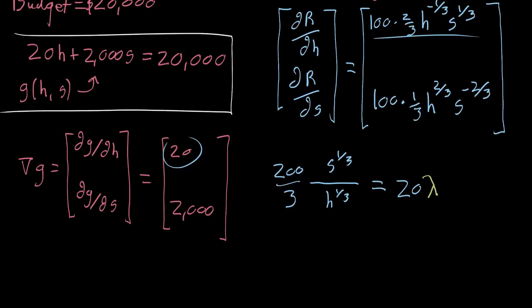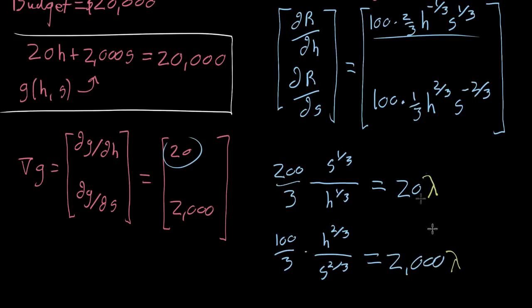And then the second one, I'll go ahead and do some simplifying while I rewrite that one also. That's going to be 100/3 times h to the 2/3 divided by s to the 2/3, because s to the negative 2/3 is the same as 1 over s to the 2/3. All of that is equal to 2000 times lambda. And the important thing is it's that same lambda, because the entire vector has to be proportional. And I think right here is probably a pretty good point to stop. And in the next video, I'll go ahead and work through the details and we'll land on a solution.